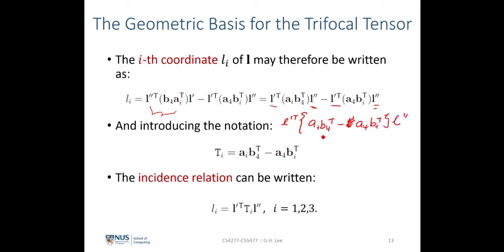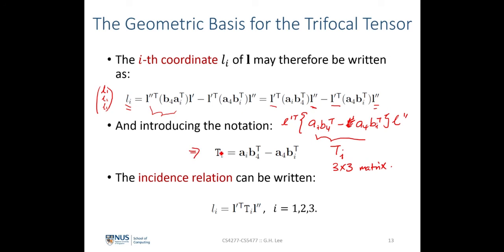Now finally, once we get this particular relation, let's collectively call this term T_i, and this is actually a 3x3 matrix. From the previous equation, by pre-multiplying by L prime and post-multiplying by L double prime, it gives rise to a particular entry in our image line in the first image, l1, l2, and l3. So l_i here represents the coordinates of the first image line.